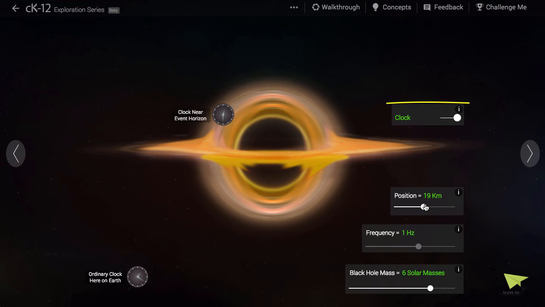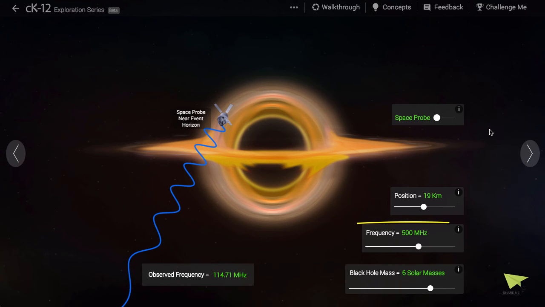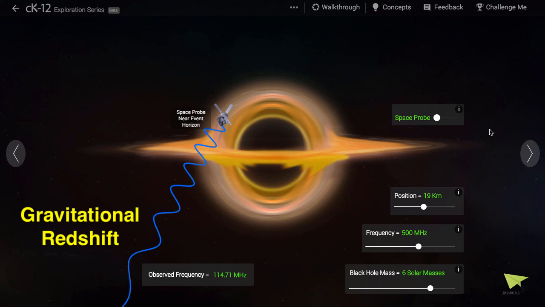So what happens if we replace the clock with a space probe? We communicate with space probes using radio wavelength light, as shown. Because the light is emitted at some fixed frequency at the probe, it appears to be at lower frequency, longer wavelength, as seen from outside the deep gravitational well around the black hole. In this sense, the light is said to be redshifted, and the phenomenon is known as gravitational redshift.